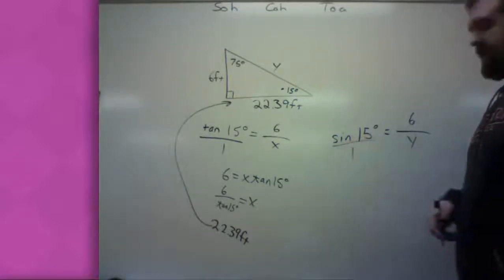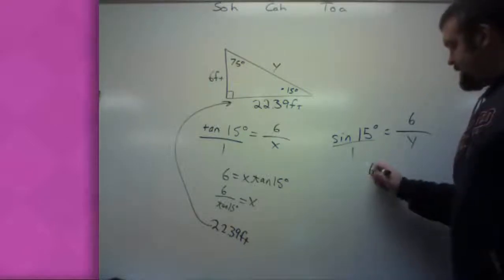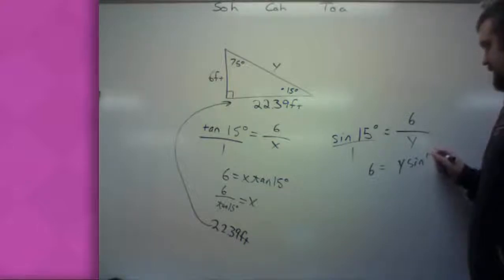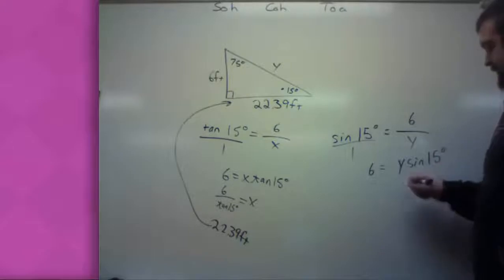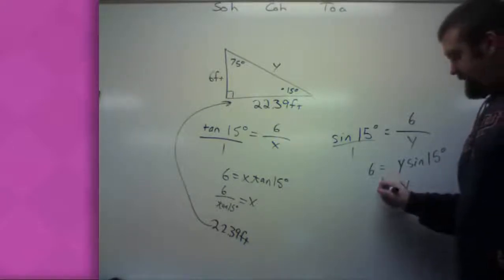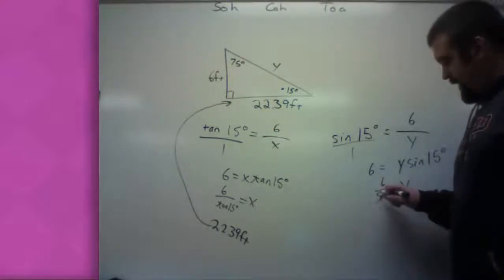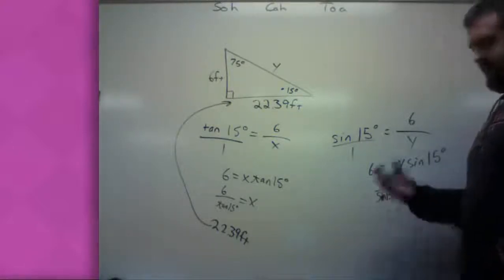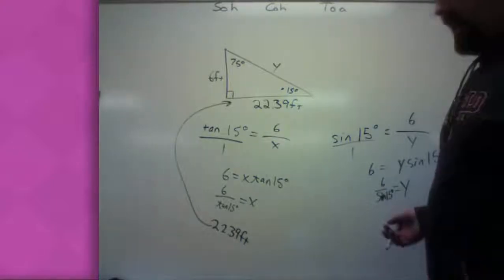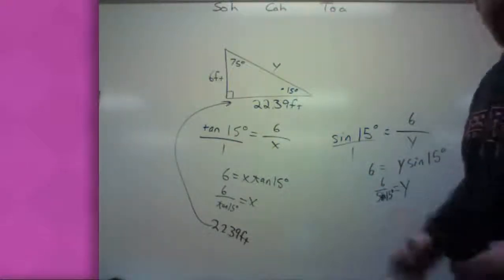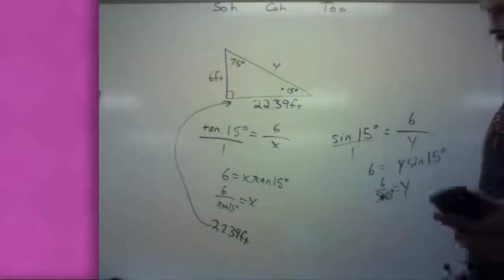So, solving here, cross multiply. I get 6 equals y sine of 15 degrees. Divide both sides by sine of 15, and I get y to be 6 divided by sine of 15 degrees. And you're like, hey, Mr. H, that's just like the one over there. We got 6 divided by the tangent of 15 degrees. So can I just say that this is going to be 22.39? Well, it better not be. Because if it is 22.39, I know I did a mistake because the right angle has to be larger.